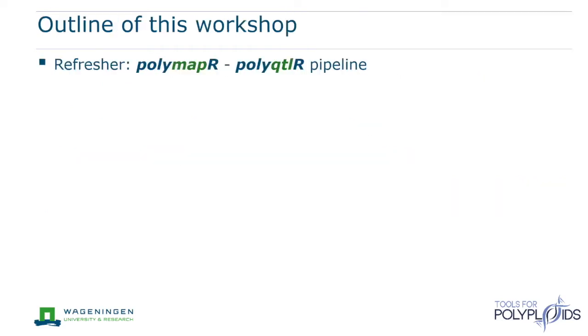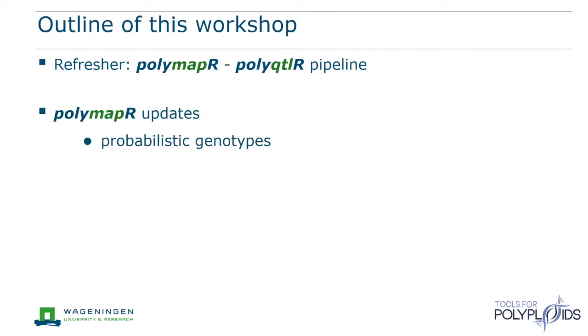What am I going to be talking about now? Well, first of all, I'm going to give a very quick refresher on what is polymapR and polyqtlR and what the pipeline looks like. Then I'm going to talk about some updates or some new features for polymapR. That's the use of probabilistic genotypes.